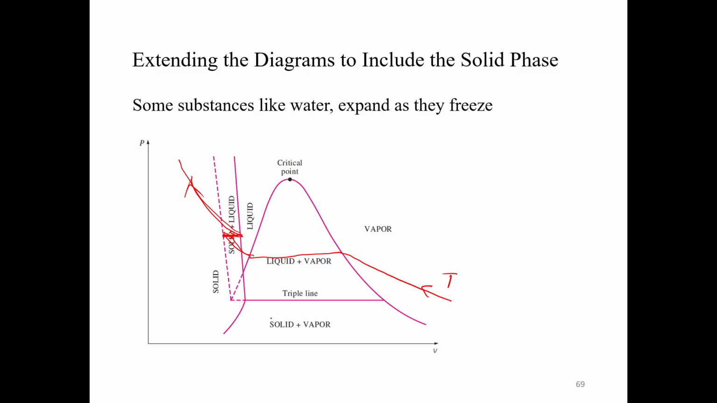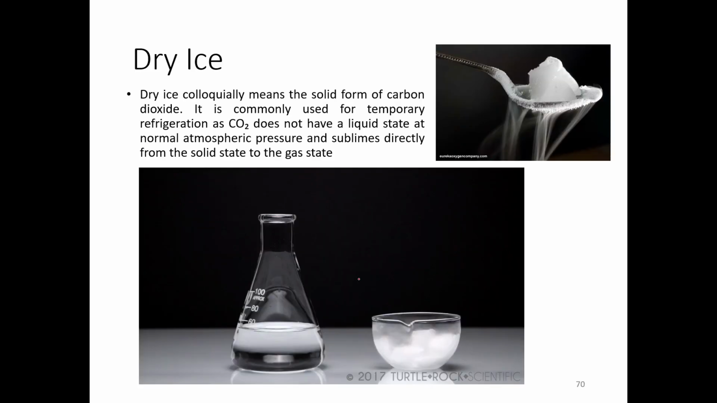Now we talk about this region, solid and vapor. In this region, what happened? Solid becomes a gas. There is no liquid region. For example, it's dry ice. I hope you have seen dry ice. At some parties and weddings they use dry ice to make smoke. So basically what happens in dry ice is the solid instantly becomes a gas. There's no liquid phase in dry ice.